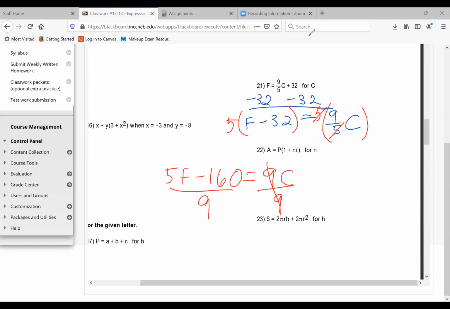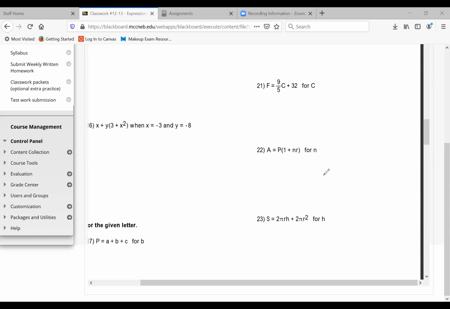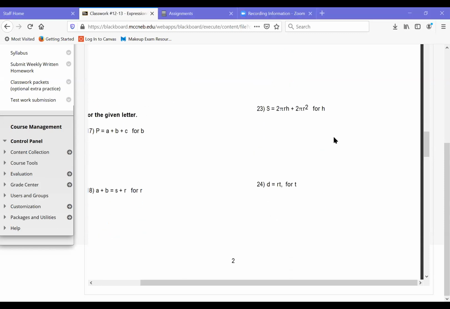Okay, the next one I want to look at here is number 23. It involves pi. You do not need to know what this formula is for. I believe it's some kind of a surface, maybe surface area of a cone or a cylinder, something like that. Doesn't matter for our purposes. We're just using it to practice with formulas. So here's number 23 on the classwork. So it's S equals 2 pi RH plus 2 pi R squared. And we're solving for H.